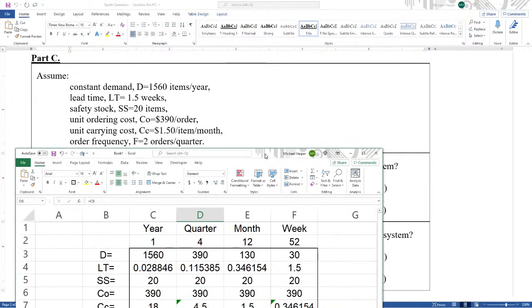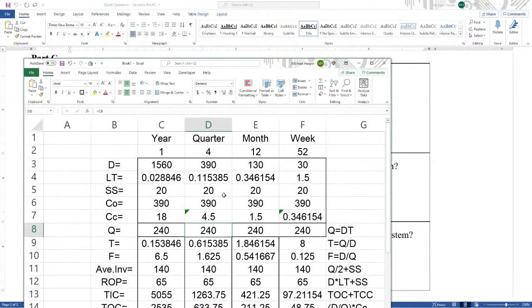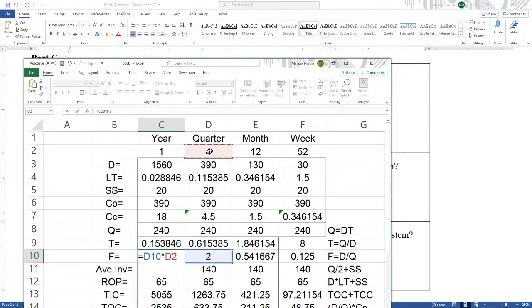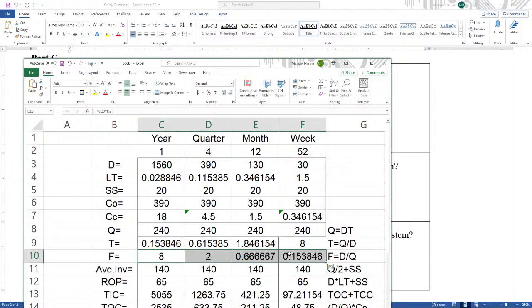Okay, and then the order frequency is two orders per quarter. Well, this is a little different now. So with 2 orders per quarter, where are we? Right here. 2 per quarter, and notice if this is 2 per quarter, then how much is it going to be every year? Well, it equals 2 times 4. If that's true, then this is going to equal 8 divided by 12, and this is going to equal 8 divided by 52. So there's our frequency right there.